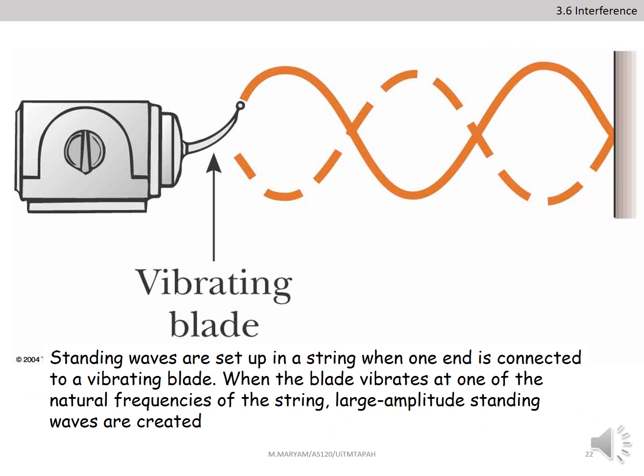Standing waves are set up in a string when one end is connected to a vibrating plate. When the plate vibrates at one of the natural frequencies or resonances of the string, large amplitude standing waves are created. This is large amplitude, here, known as an antinode.